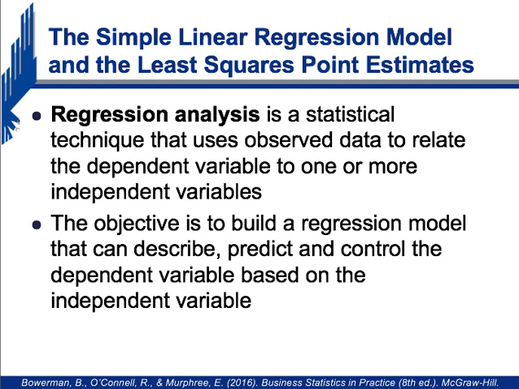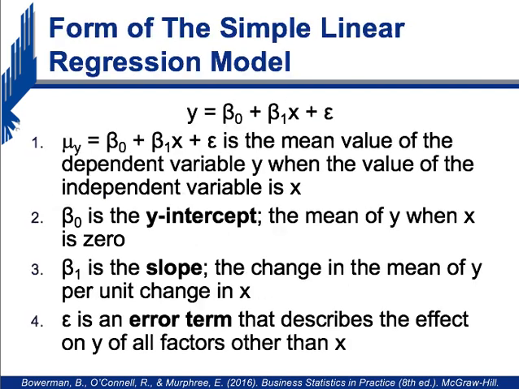Regression analysis is a statistical technique that uses observed data to relate the dependent variable to one or more independent variables. And the main objective is to build a regression model, or a mathematical model, that can describe, predict, and control the dependent variable based on the independent variables. And again, this requires data obtained through an experiment because regression analysis requires dependent and independent variables in the analysis.